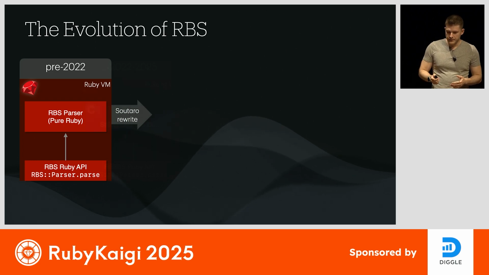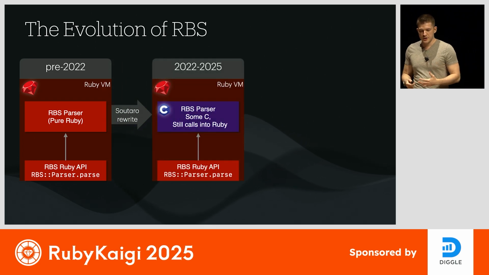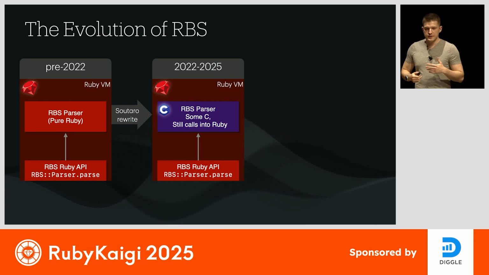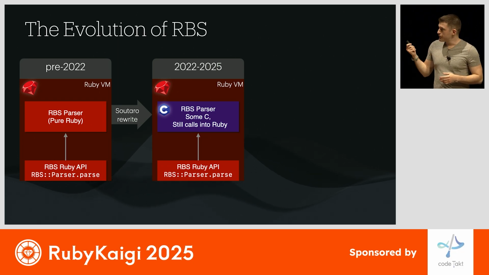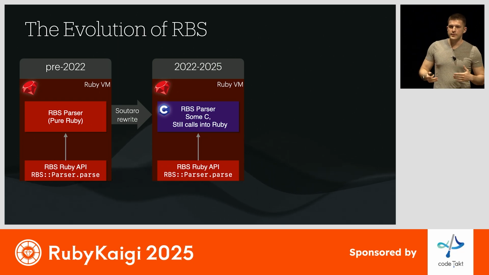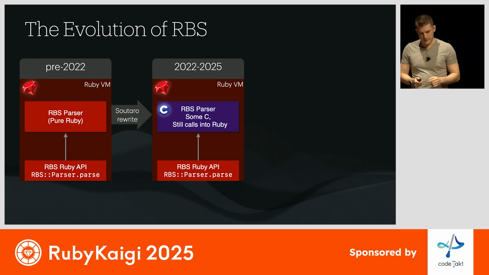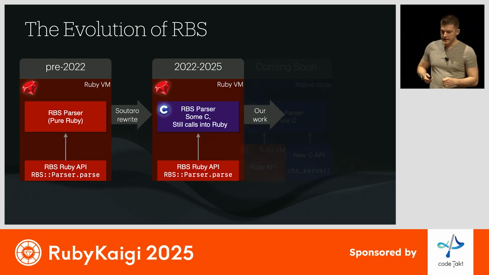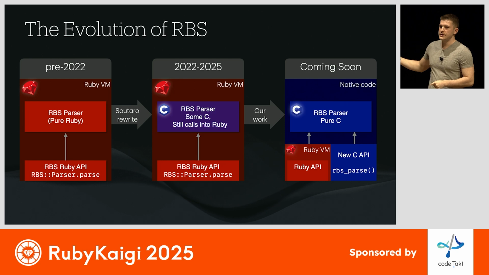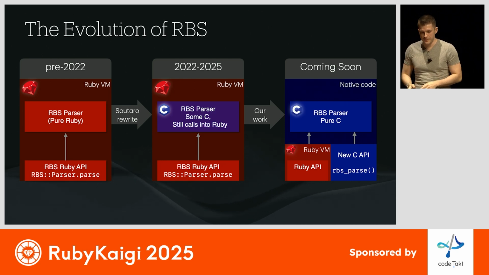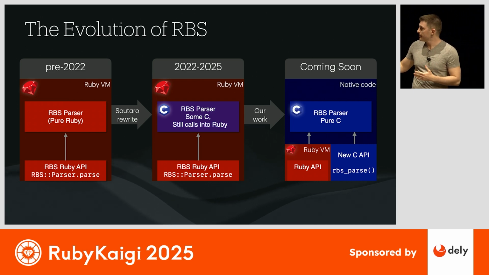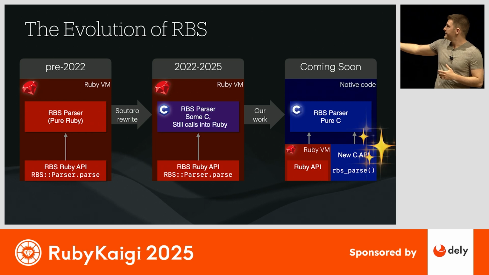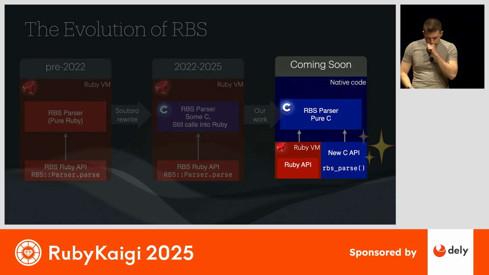In 2022, Soutaro rewrote the internal implementation of this parser to use a C extension. So now you still have the same Ruby API, but now implemented with a C extension in the background. Of critical importance is that this C code still makes very heavy use of Ruby VM features from the C extension API, and that's something that we're going to need to address, and I'll get into why. Our work was to take this a step further and make it so that this is a pure C parser that does not use the Ruby extension APIs at all. So while the Ruby API exists like it was before, and Ruby apps can call it, we now have this new C API. So let's look at what this achieves.